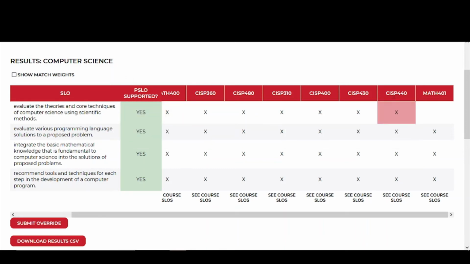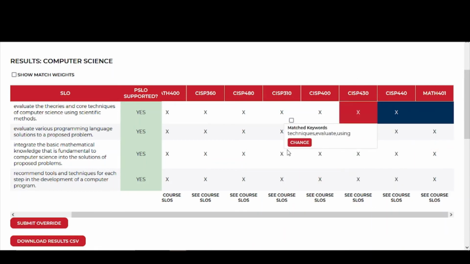And let's say, for example, CISP 440 doesn't fit that. Well, we have to be able to tell the program that it is incorrect. This should not be a match. So we can click that change there, and you will see it highlights. Another one of my coworkers implemented this feature. We can also say, okay, maybe I decide that Math 401 actually does fulfill this requirement. I had previously overwritten it, so I can change that as well. If I could, there we go.